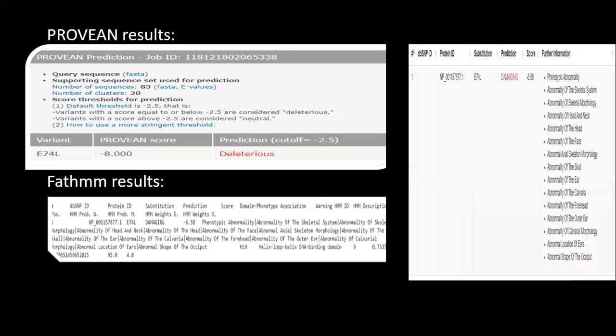So FATM gave us the damaging result, and for more information, it gave us that this disorder, this abnormality may cause some malformation, some changes, some disorder in the head, face, skull, ear, like that.